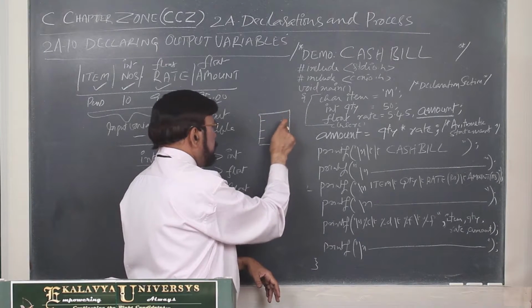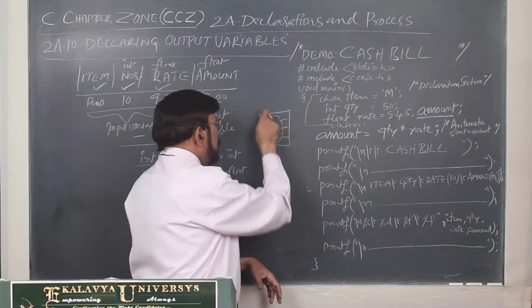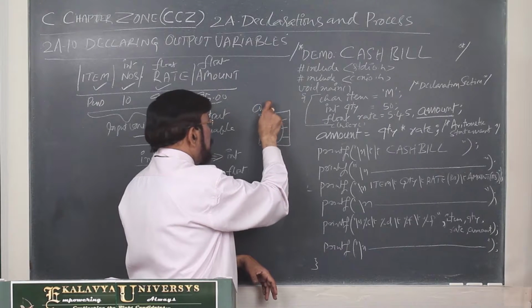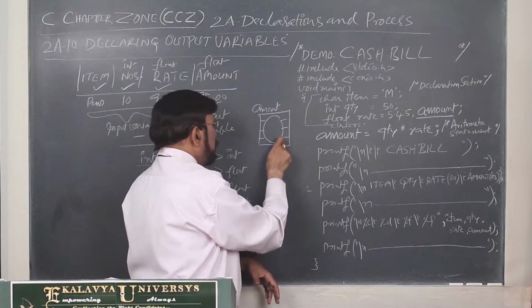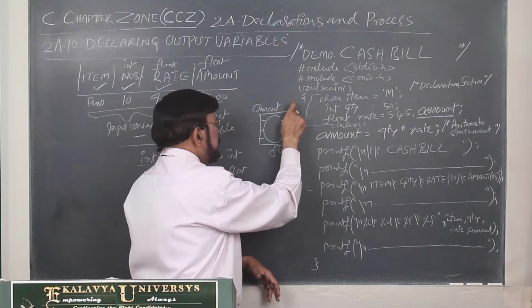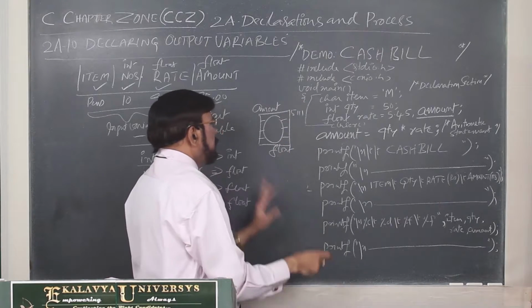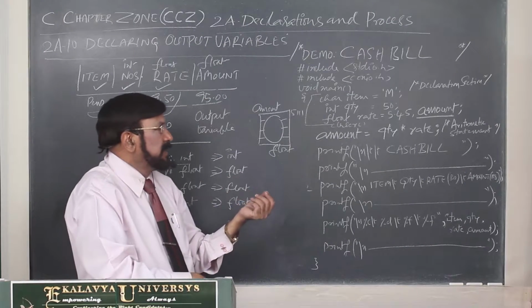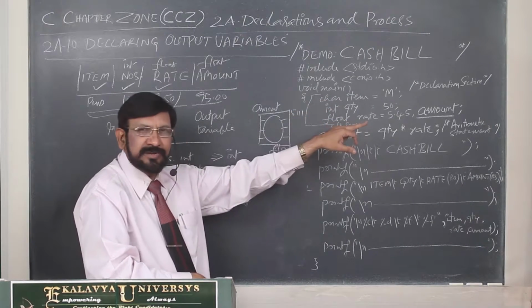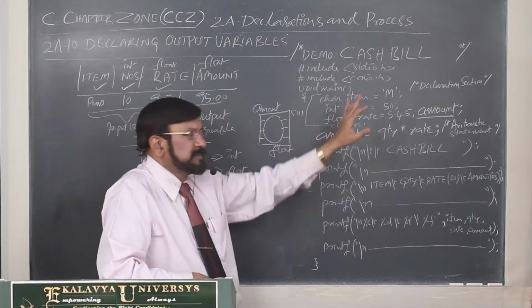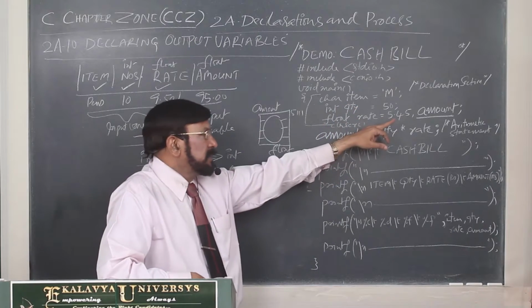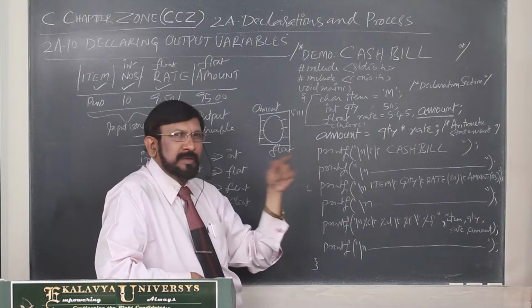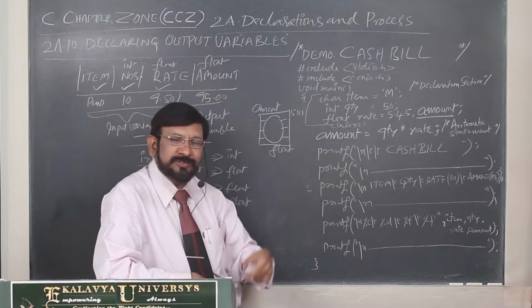1 2 3 4 amount, float, some address, so it is reserved. As far as the 3 items are concerned, as soon as the assignment is over they are filled, but this is just reserved, it is filled after processing.